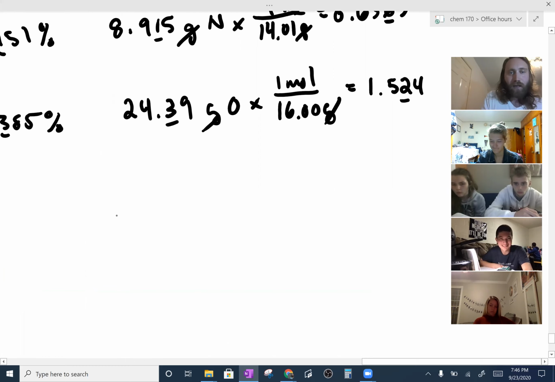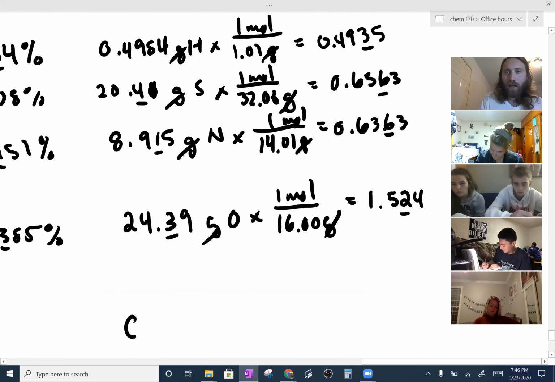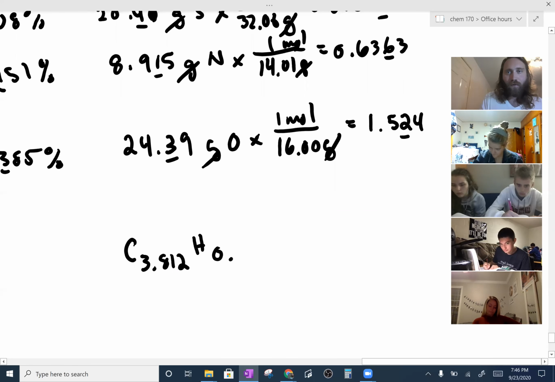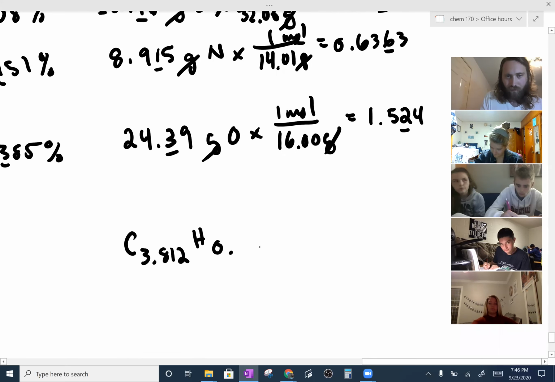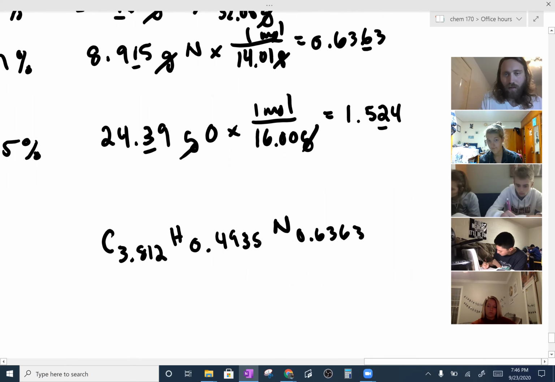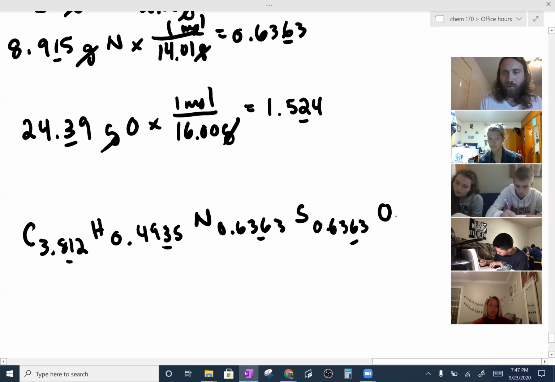We have to make the pseudo formula. So that would be carbon 3.812, hydrogen 0.4935, nitrogen 0.6363, sulfur 0.6363, oxygen 1.524.